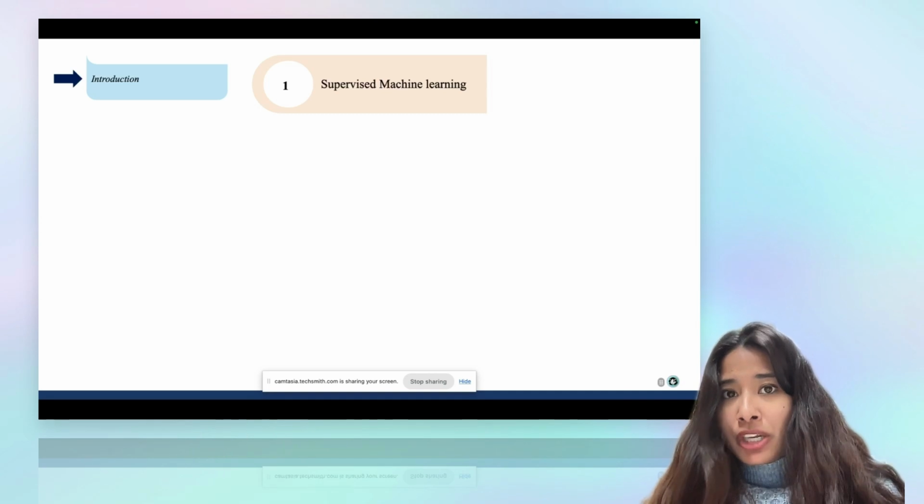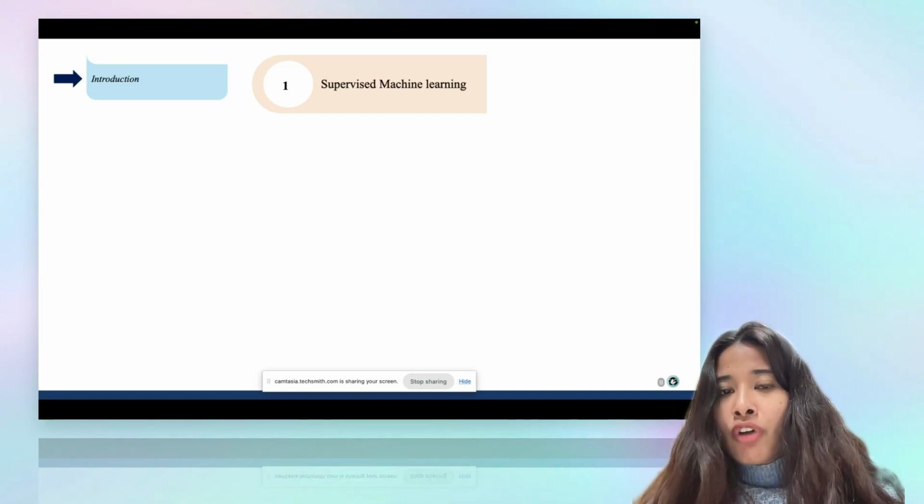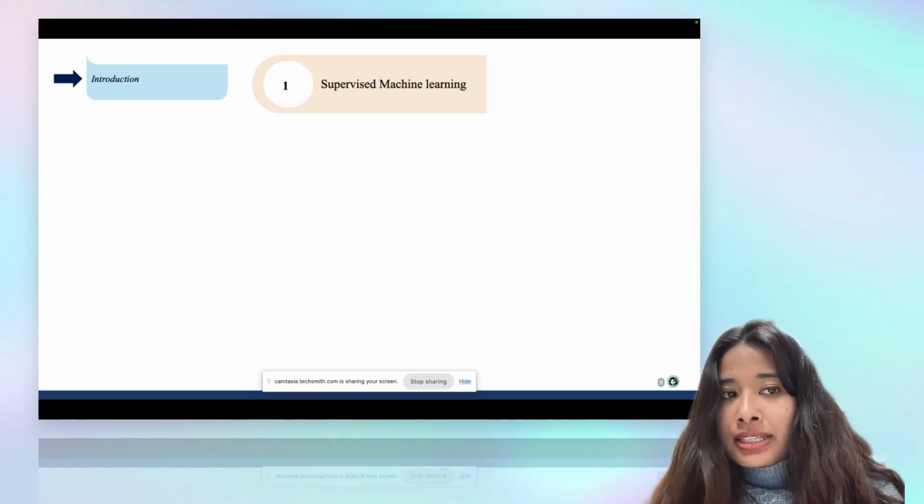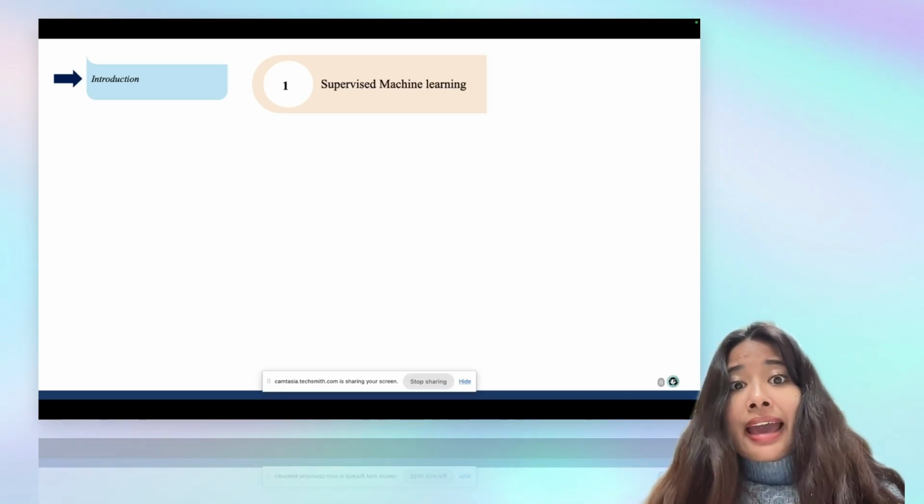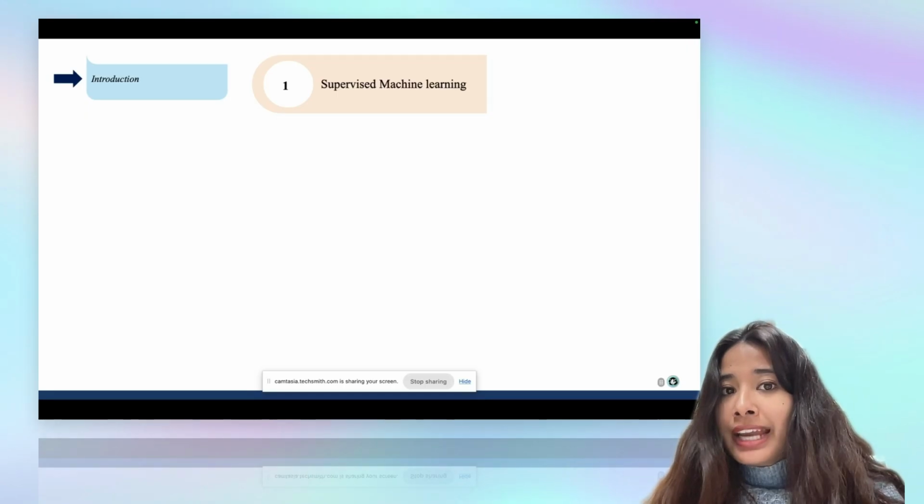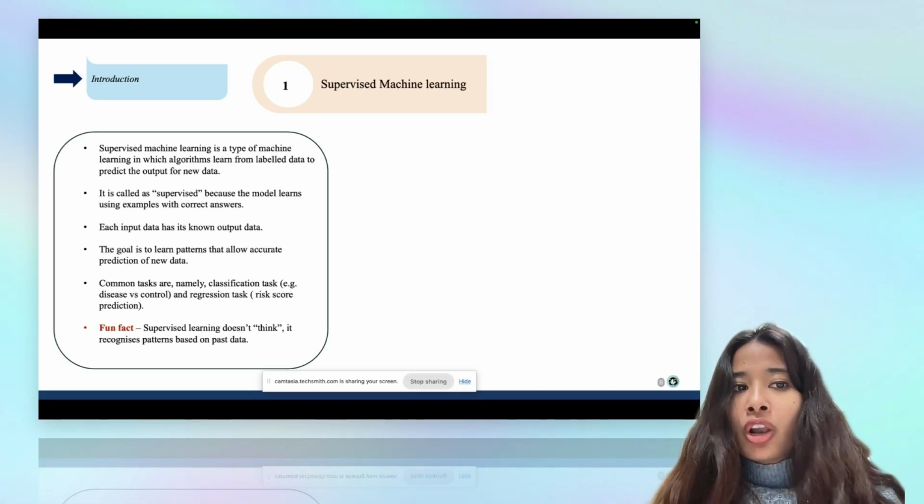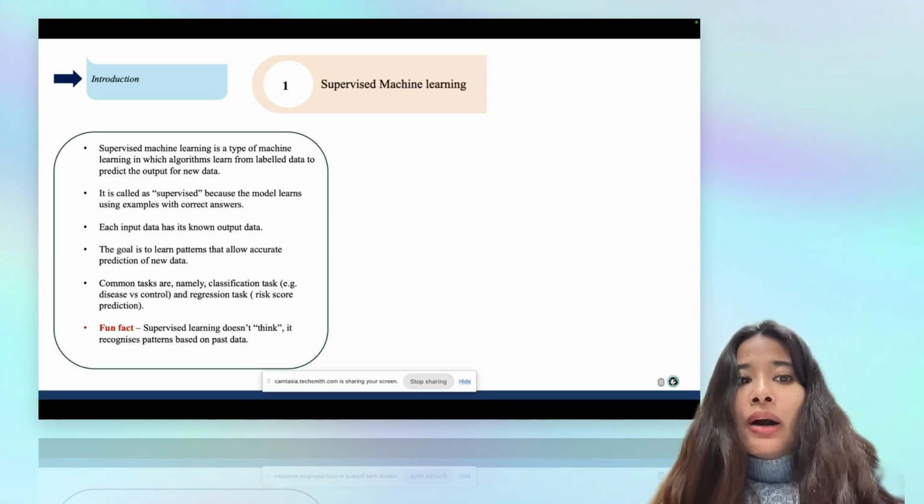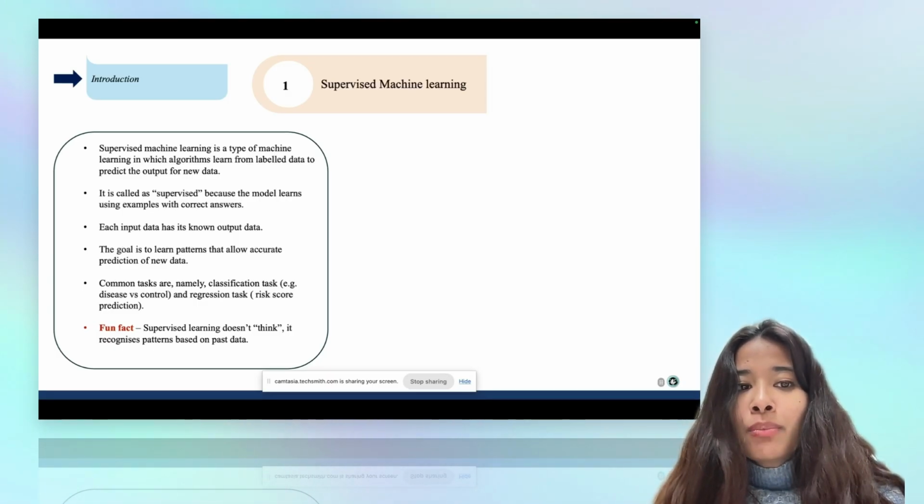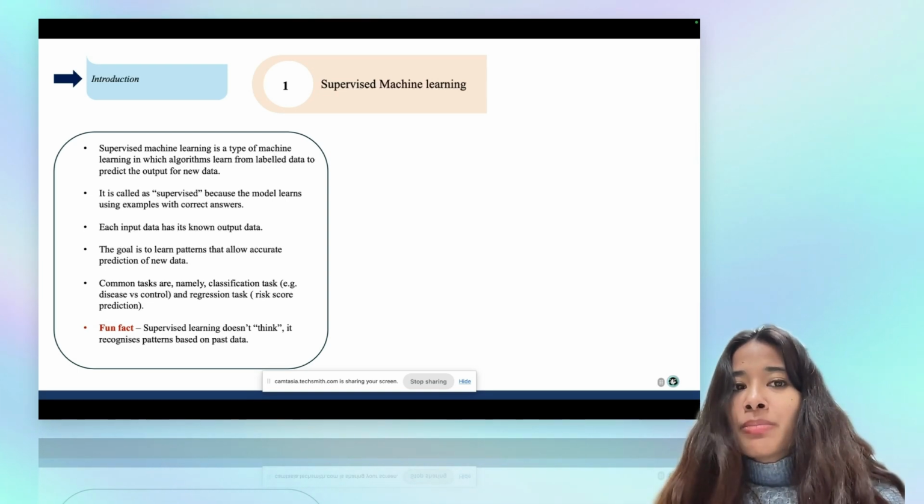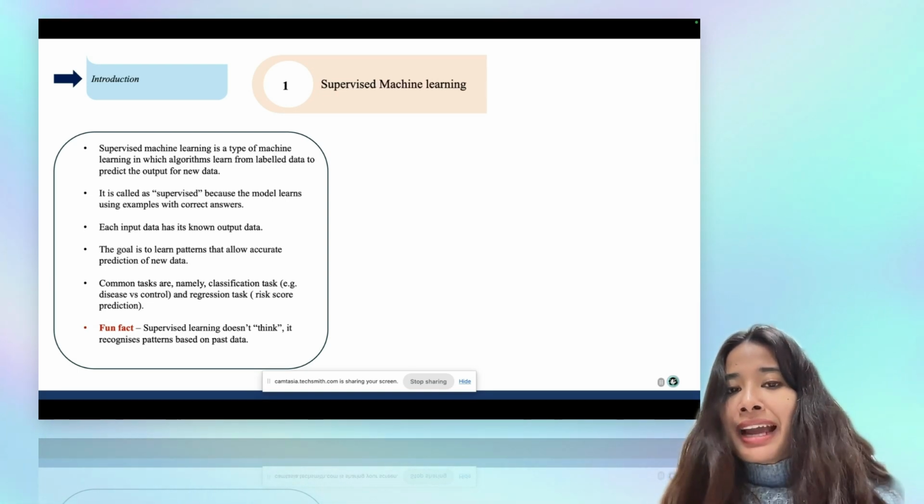Always turn on your animation. Don't just give all the information at a go. Hide the information and explain as you go. For instance, now I'm explaining the introduction, and then I'm talking about supervised machine learning, right? Now you can explain each one of these: what it is, why it is called supervised machine learning, what is input data, what is output data, right? And what are the tasks, like classification and regression. And to make the audience curious, just add some fun facts, something like that.